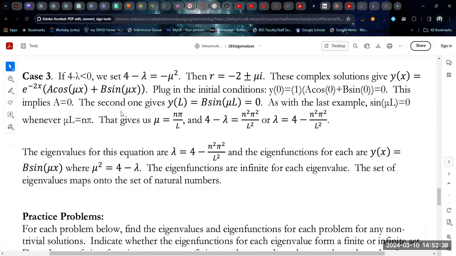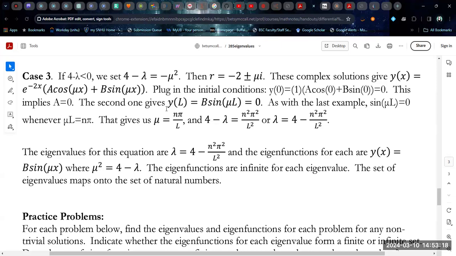And then, of course, in case 3, we're going to set, similarly, our condition that it must be negative, 4 minus lambda equal to negative mu squared. And then when we plug that into our characteristic equation, we're going to get -2 plus and minus mu i. For our complex solution, we have the e on the outside, and then A cosine mu x and B sine mu x for the imaginary pieces. And then when we plug in our initial conditions for the 0, the exponential will be 1, sine of 0 is 0, cosine of 0 is 1. That forces A to be 0.